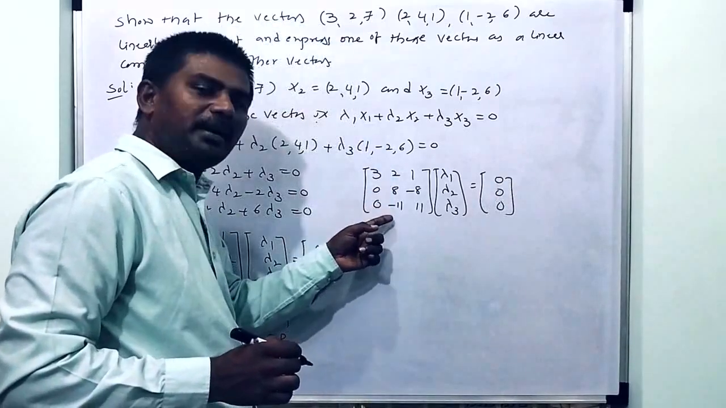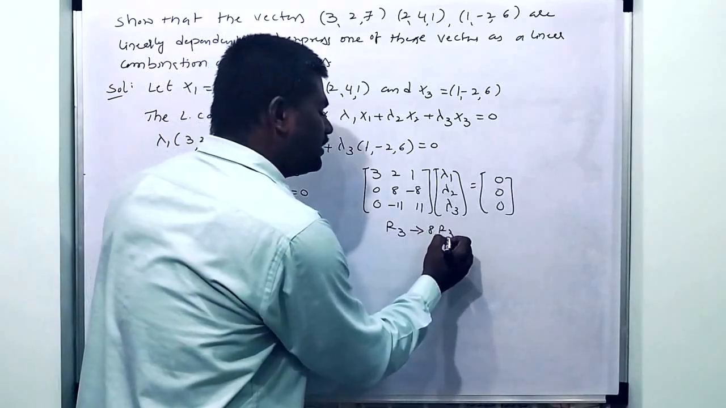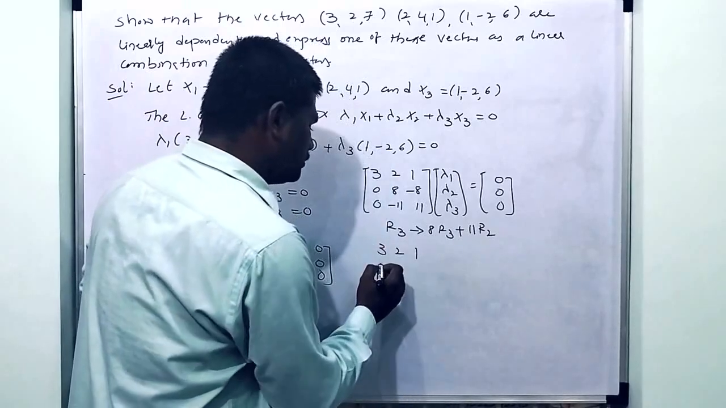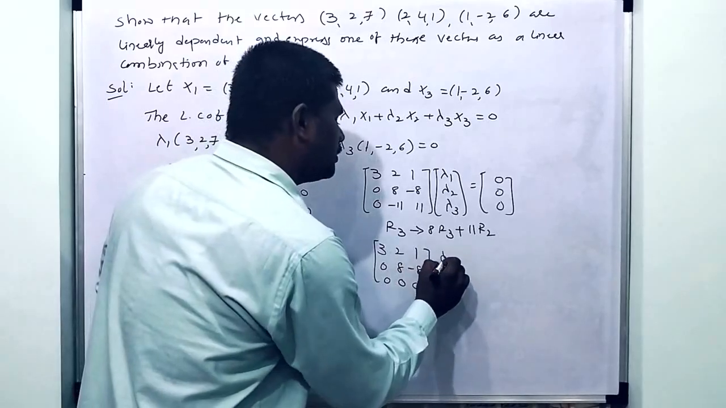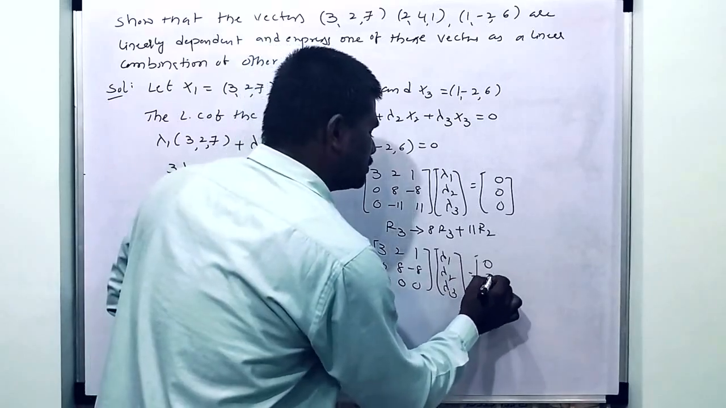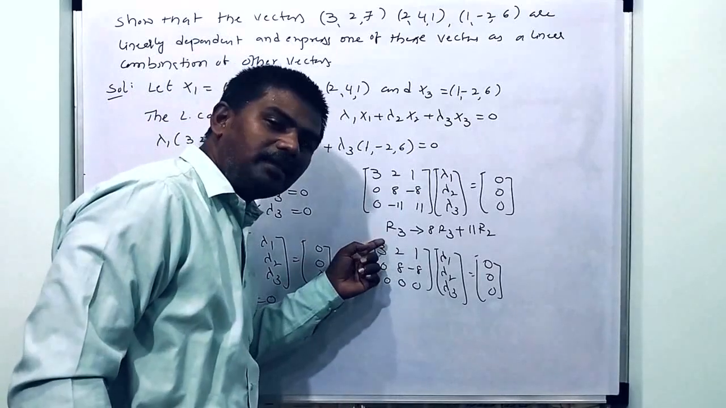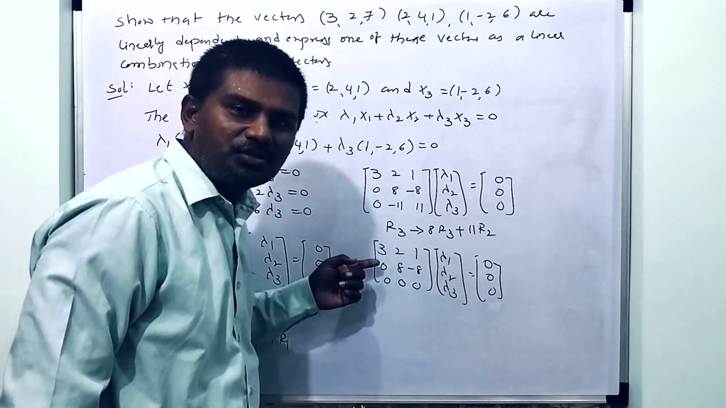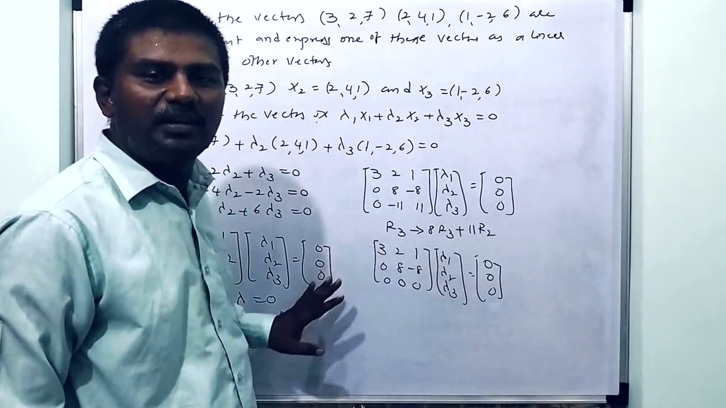Now use this element and make this one 0. That means R3 tends to 8R3 plus 11R2. Then this becomes 3, 2, 1; 0, 8, -8; 0, 0, 0 into lambda 1, lambda 2, lambda 3 equal to 0, 0, 0. What have you noticed? Yes, this is in echelon form. So the rank is 2 because you have 2 non-zero rows. Rank is 2, number of unknowns is 3, rank less than number of unknowns. The system has infinitely many solutions.